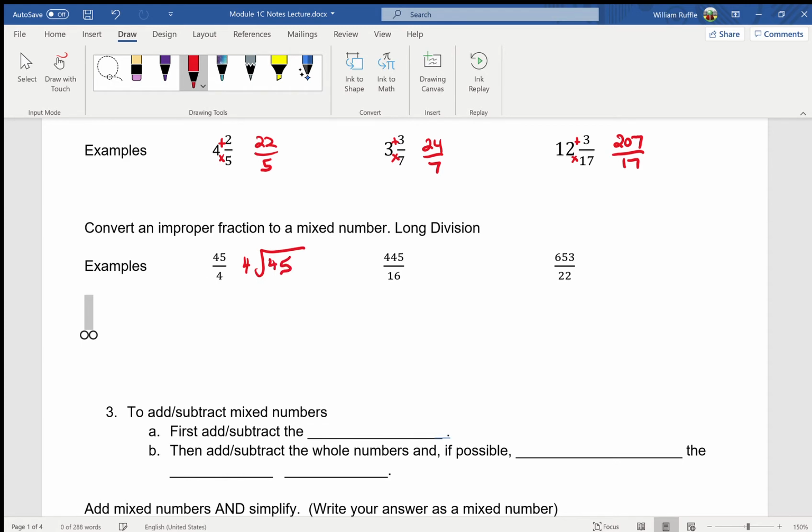So here I go, 4 into 45. We have to do long division. If I look on my multiplication chart, 4 goes into 45. 44 is the closest one without going over, and that happens to be 11 times. So I subtract, so it's 11 1/4.